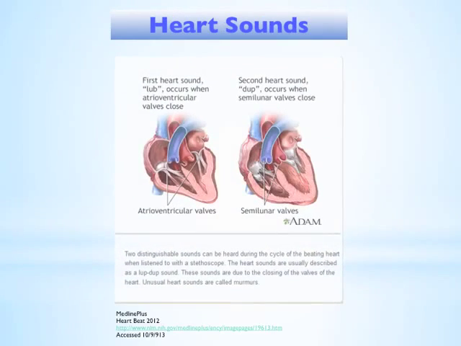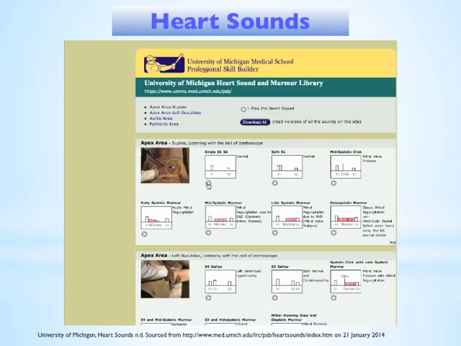Now, heart sounds are made by the valves closing. The lub is the atrioventricular valves closing. The dub is the semilunar valves closing. So this illustrates some of those sounds. This is a normal sound over the apex of the heart.